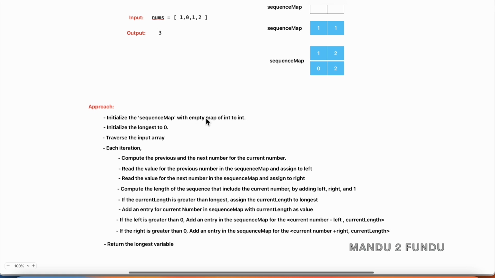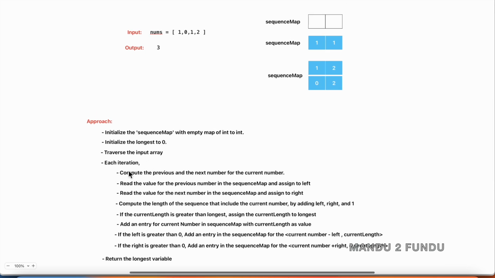So initialize the sequence map with an empty map of int to int and initialize the longest variable to 0. Then traverse the input array. And in each iteration, we compute the previous and the next numbers and then we read the value for those numbers from the sequence map. And then add those values plus 1 to compute the new sequence length. And then we check whether the current length is greater than the longest. If that is true, then we update the longest variable. Then we add an entry for the current number with the new sequence length.